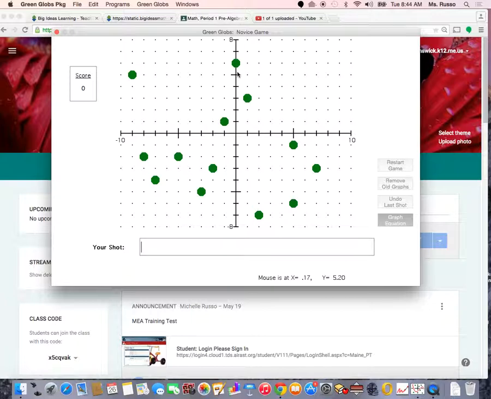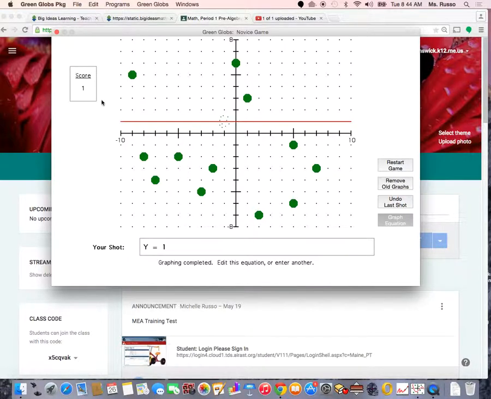So I'm looking at step 3 here. I'm going to type in y equals 1. Hey, I got 1. Go me. Notice how it keeps score up here at the top. I got 1 point. Excellent. Now I'm going to type in another equation. I'm going to do x equals 3. Oh, no globs. Okay, next one. y equals x minus 2. Enter. I got a glob.